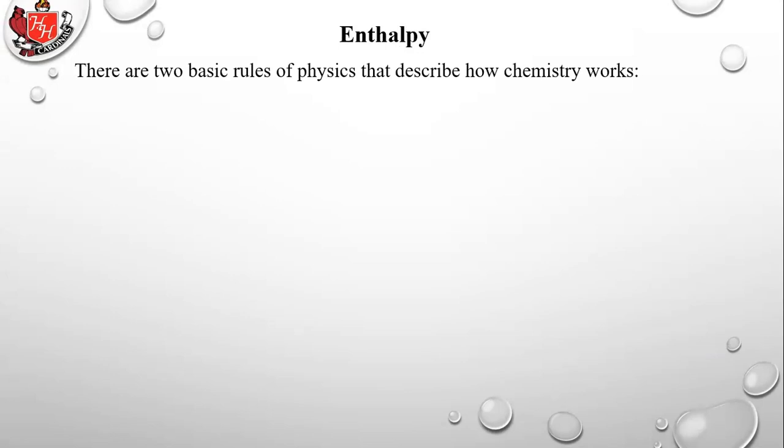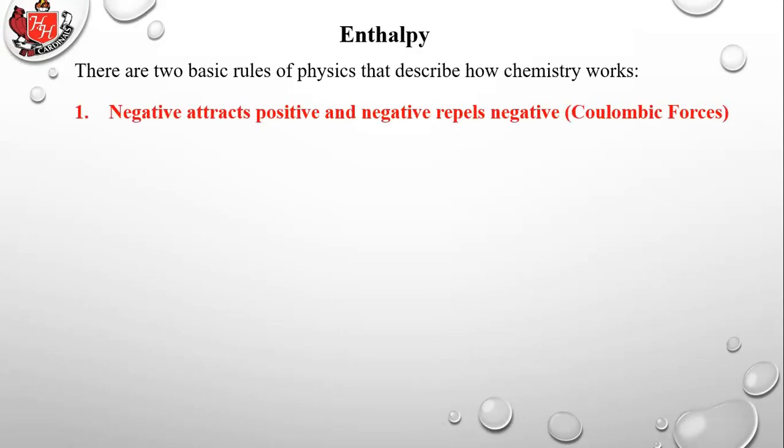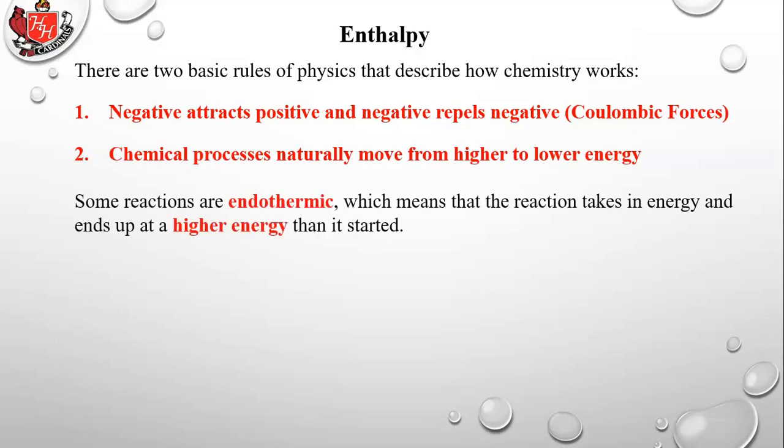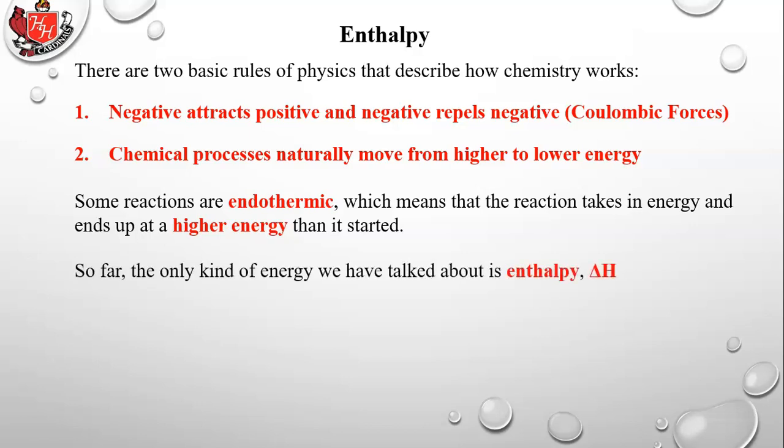There are two basic rules of physics that describe how chemistry works. Negative attracts positive and negative repels negative. Those are Coulombic forces. Chemical processes naturally move from higher to lower energy. Some reactions are endothermic, which means that the reaction takes in energy and ends up at a higher energy level than it started. So far, this is the only kind of energy we talked about, enthalpy. That's what we talked about back in the thermochemistry unit. That's delta H.